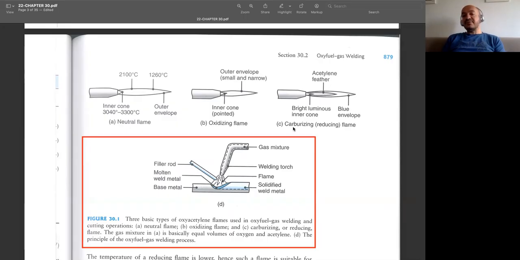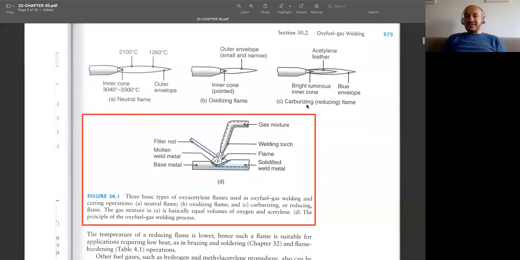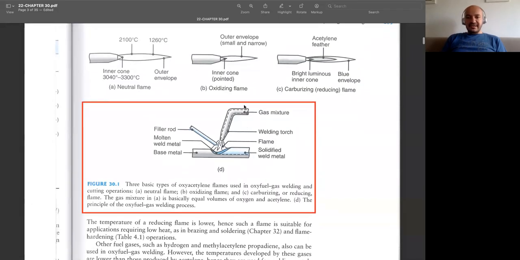And then if you have more fuel and less oxygen, that is called carburizing. And there are also special applications where you can use them, but for most of the time, we prefer to go with neutral flame. And you can see a close-up view of this oxyfuel welding. This is our welding torch. It has a supply from here, and we have flames. And with the help of these flames, the base metal is actually melted around this region.